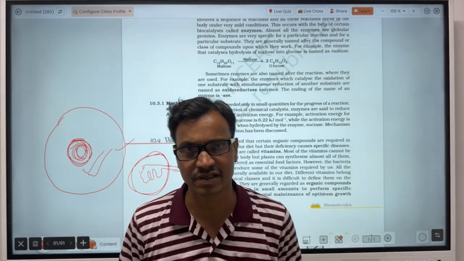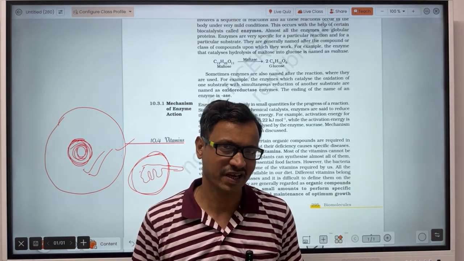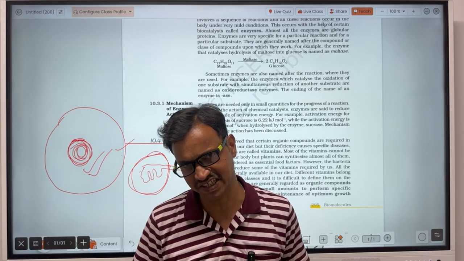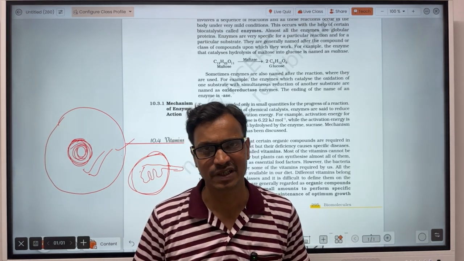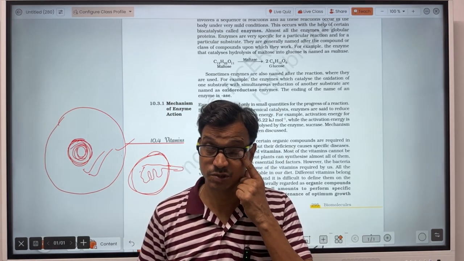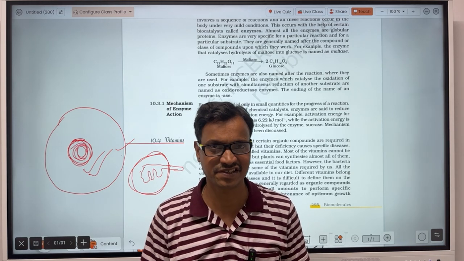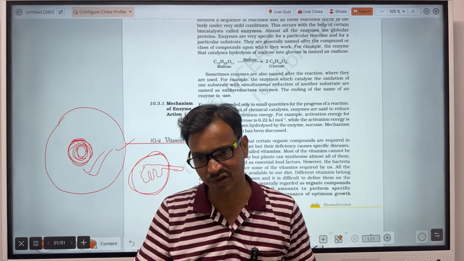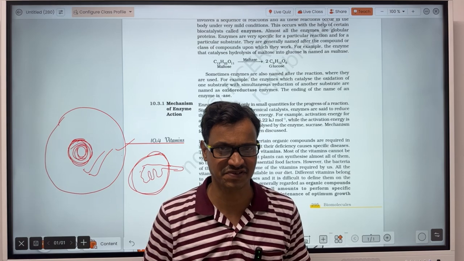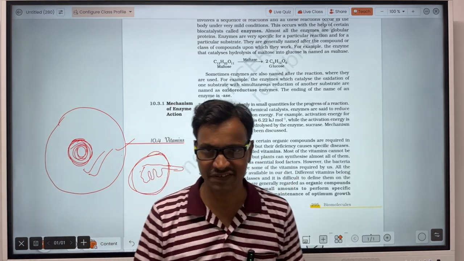The second point is that enzymes are highly efficient. Why? Because in an enzyme there are a number of active sites. That's why a number of substrates can be fitted in that enzyme. As a result, a small amount of enzyme can convert a number of substrates into their product. That's why enzymes are highly efficient.